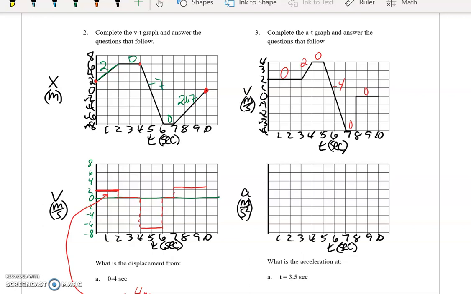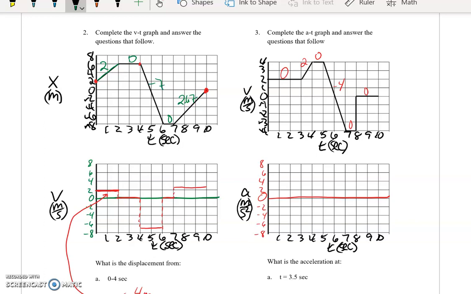So I'm going to go to my acceleration graph. I'll put the 0 right in the middle. We'll just go up by 2s, 2, 4, 6, 8, -2, -4, -6, -8. Switch to green.